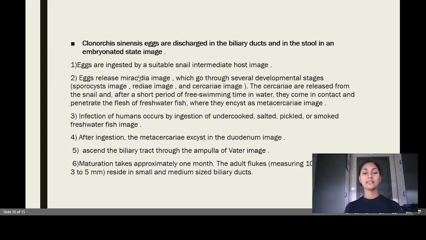Eggs are ingested by a suitable snail intermediate host, and then the eggs release miracidia. After that, infection of humans occurs by ingestion of undercooked, salted, pickled, or smoked freshwater fish. After ingestion, the metacercariae excyst in the duodenum. After maturation, which takes approximately one month, the adult flukes reside in small and medium-sized bile ducts.